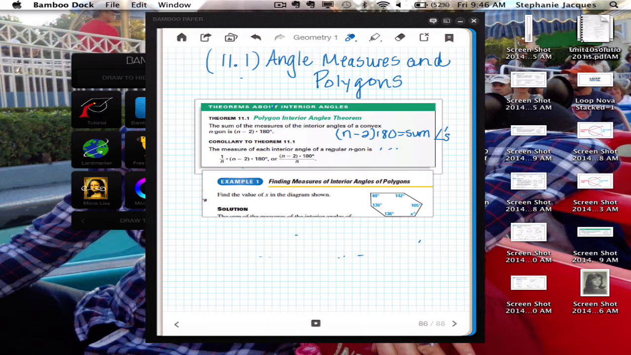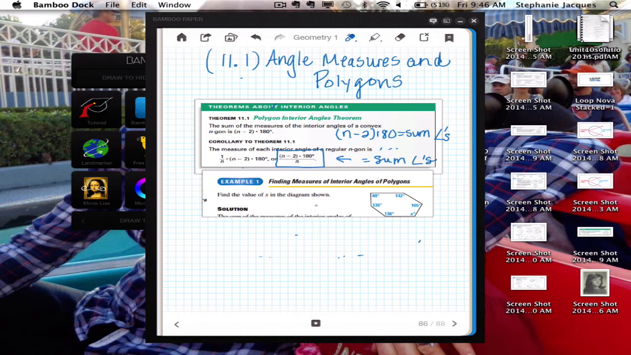Now if you have a regular one, where all the sides are equal, you need to use the corollary to this. I don't really like using the 1 over n times this. I like using the n below it. So (n minus 2) times 180, all over n. That is also equal to the sum of angles, but in a regular polygon. So let's look at the first one.